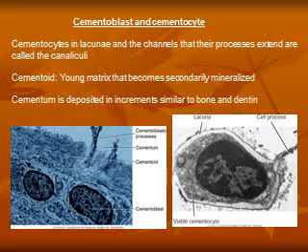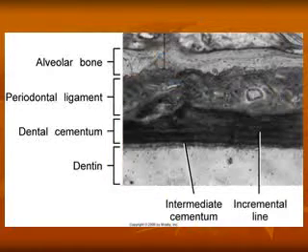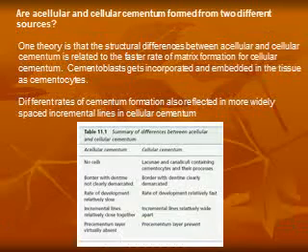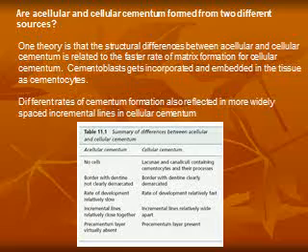Cementum is deposited in increments similar to bone and dentin. Here we can see the intermediate cementum, which is the Hopewell-Smith layer. Are acellular and cellular cementum formed from two different sources? In this slide's table you must focus on it and the differences, which clearly show us the differences between acellular and cellular cementum.